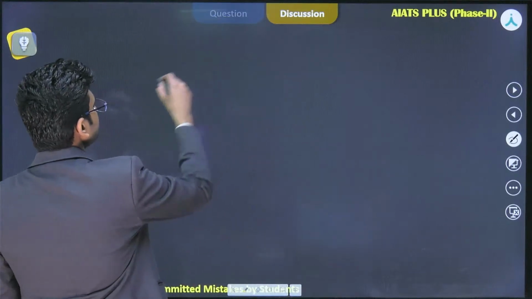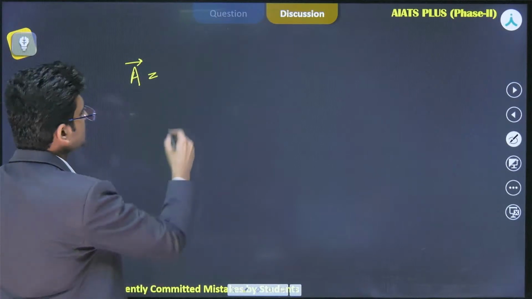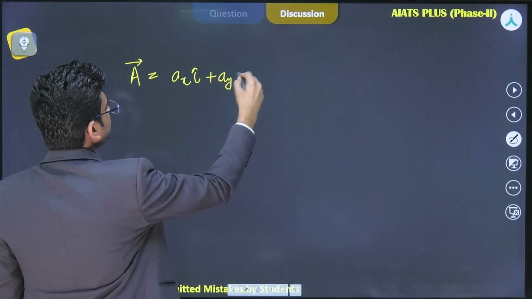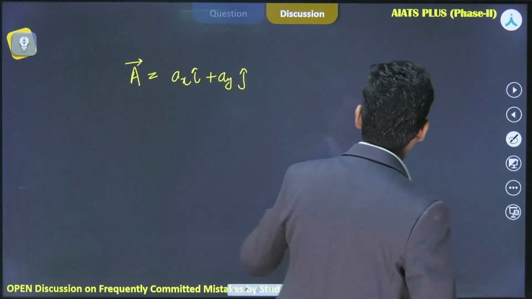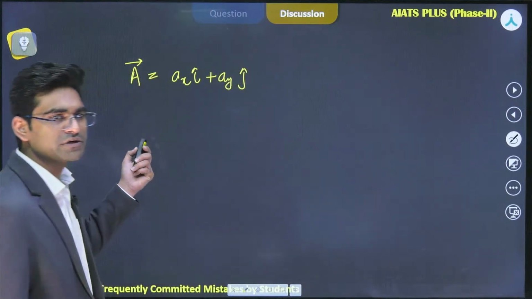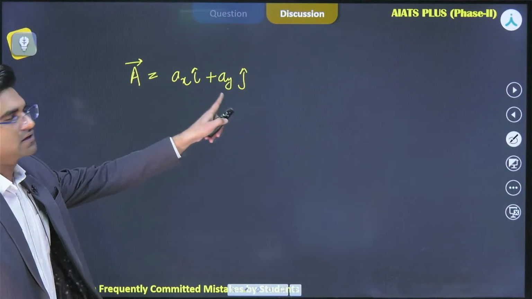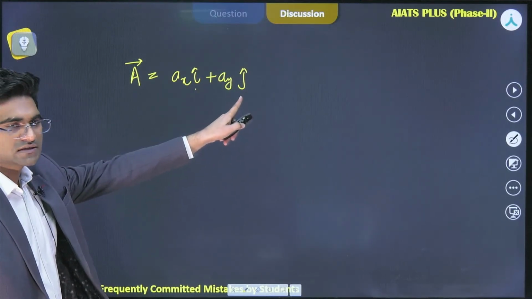Let's say there is a general vector, that is A vector, equal to ax i cap plus ay j cap. Since the question is asking about a vector in 2D plane, I am taking a general vector which is in 2D plane. There are two components of this vector. One is ax and the other one is ay. One is in x direction, the other one is in y direction.